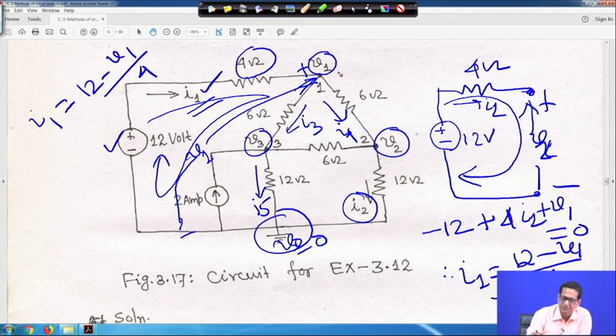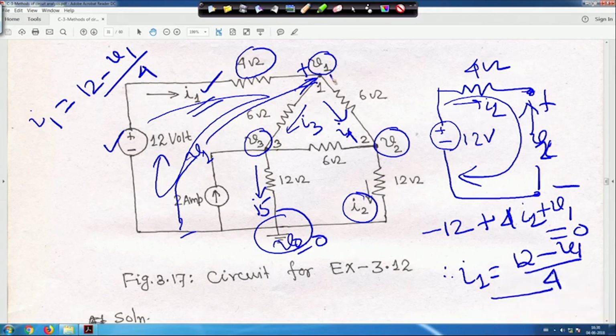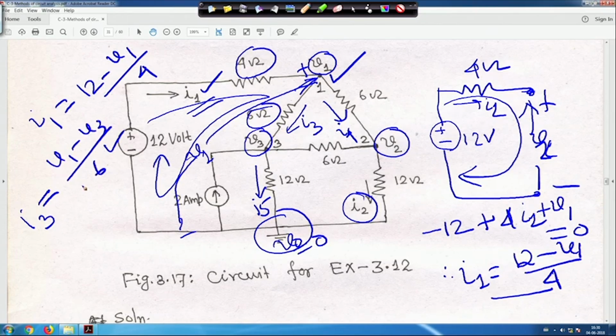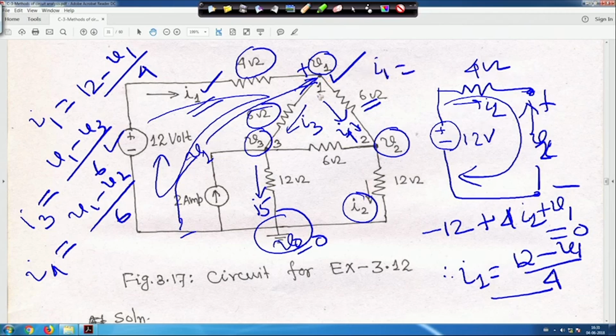Now you have to apply KCL at node 1. I3 will be V1 minus V3, and this resistance is 6, so I3 is V1 minus V3 by 6. Similarly for I4, in this branch the resistance is 6, so I4 is equal to V1 minus V2 upon 6. At this node 1, look, I1 is the incoming current, and I3, I4 are outgoing currents. So I3 plus I4, if you apply KCL.